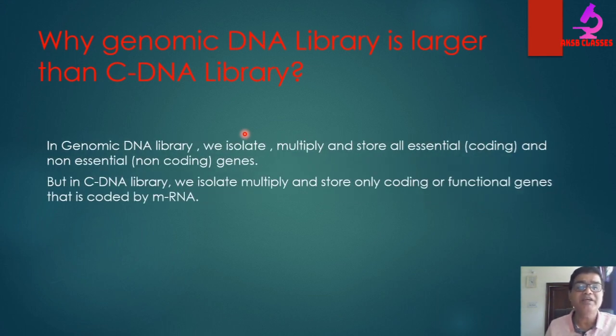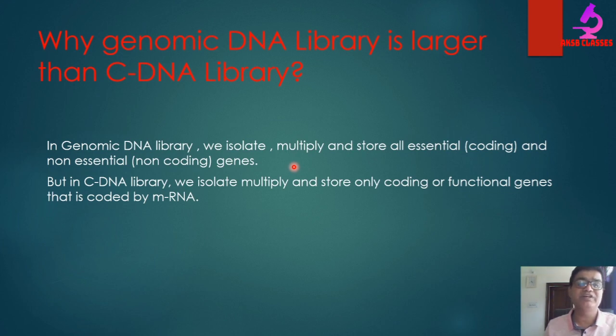In the genomic library, we isolate, multiply and store all essential coding and non-coding, means non-functional genes, so that they can be utilized for future research work. Means some genes may be used further, some genes are functional and some genes may not be functional. We consider both functional and non-functional genes in the genomic library. So a large space is required and it is larger in size.